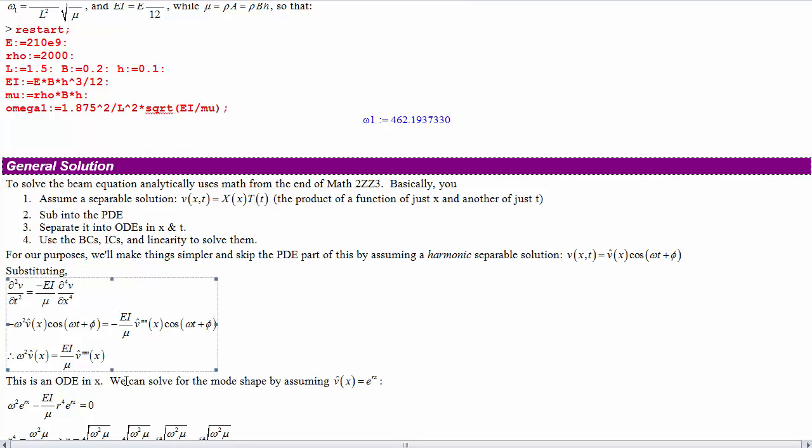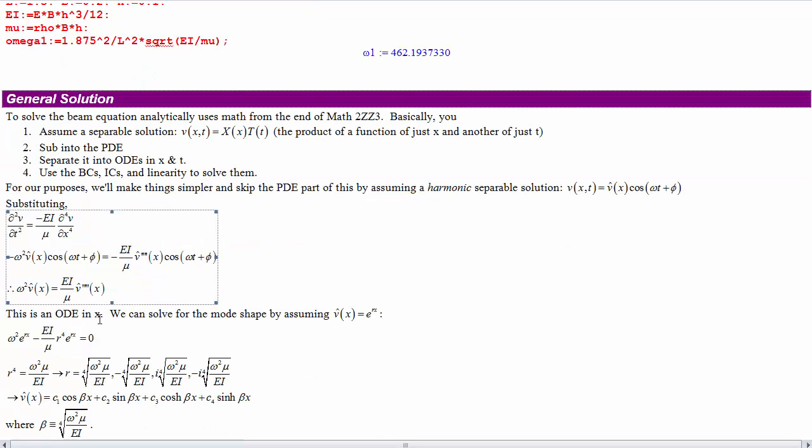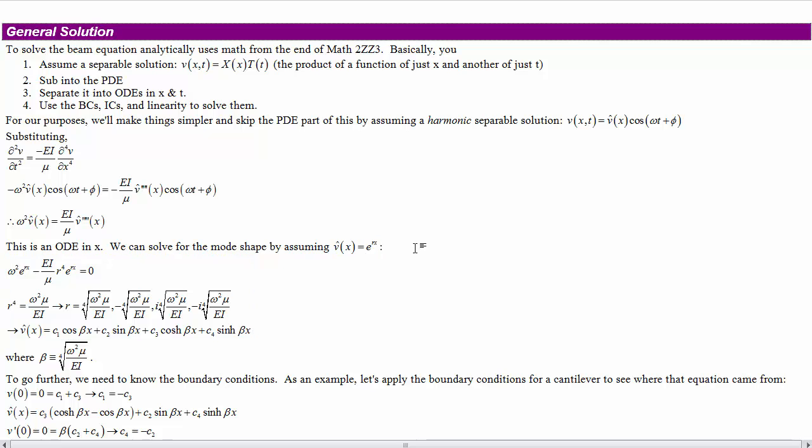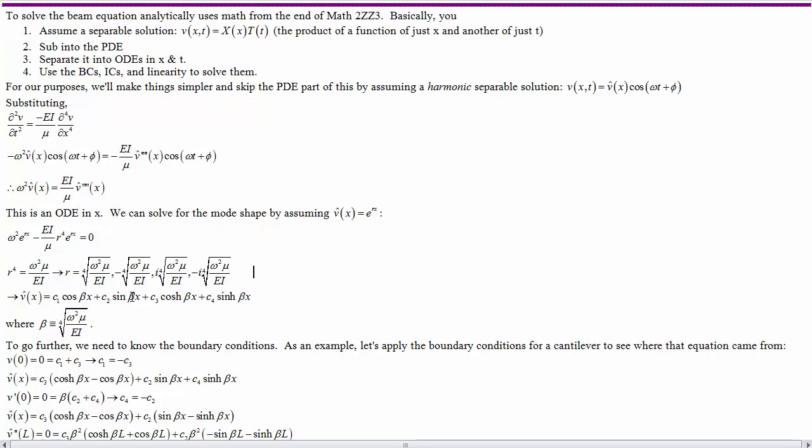All right, so this is an ordinary differential equation in x. And just like you do in Math 2Z03, you solve it by substituting in e to the r x. Even though it's fourth order, don't let that scare you. You find 4 roots, the 4 roots of this function. And then that means the general solution is this. And so far, we didn't do anything to do with the boundary condition. So if you like, you can just jump right to this.